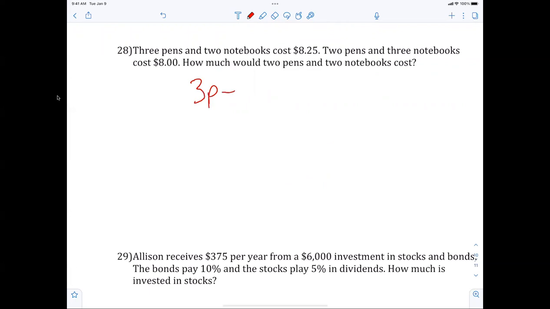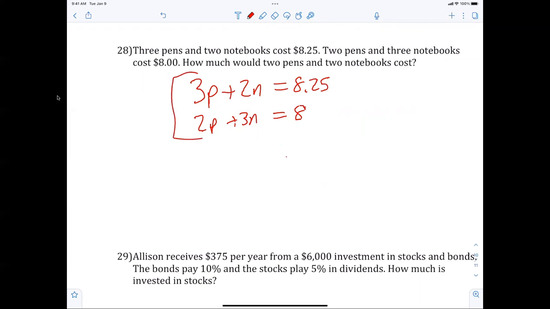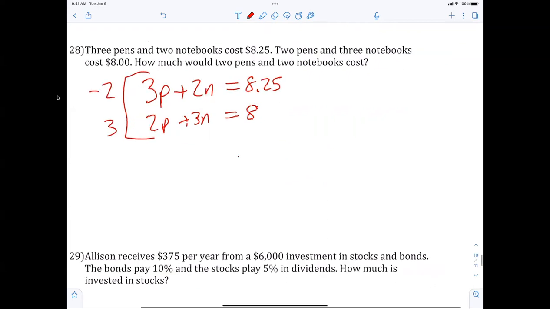Plus 2n equals 8.5. And then 2p plus 3n equals 8. Thank you. All right, looks like we're in good shape. That was nice. So now do you want to just fill me in? What am I going to multiply by? Multiply the top by -2 and the bottom by -3. You are amazing, girl. Good job. Let's go. Continue on, everybody.